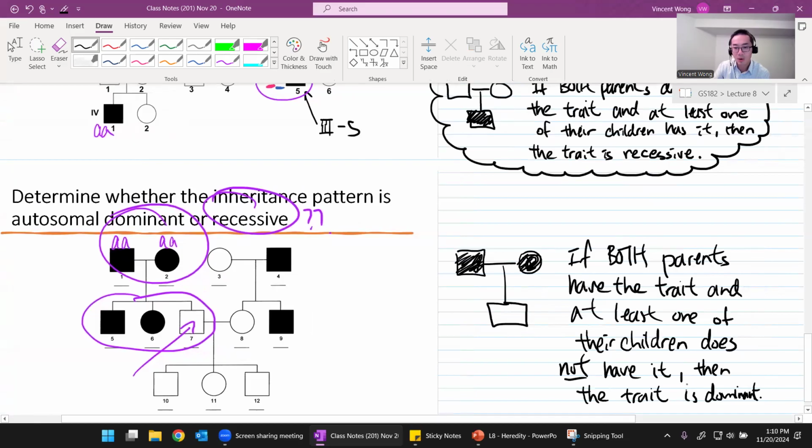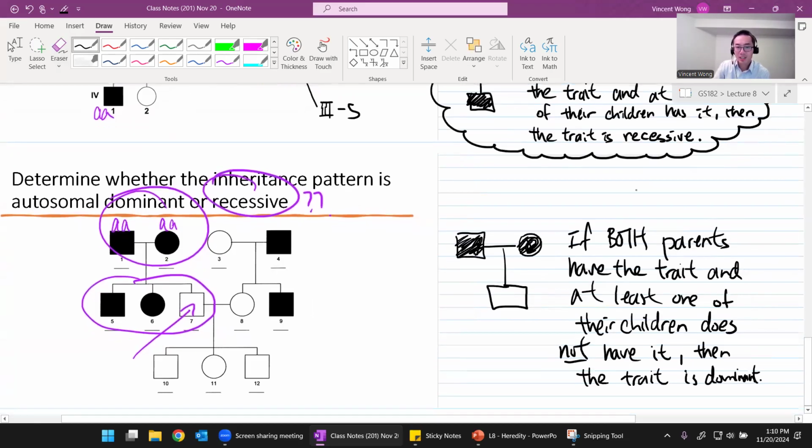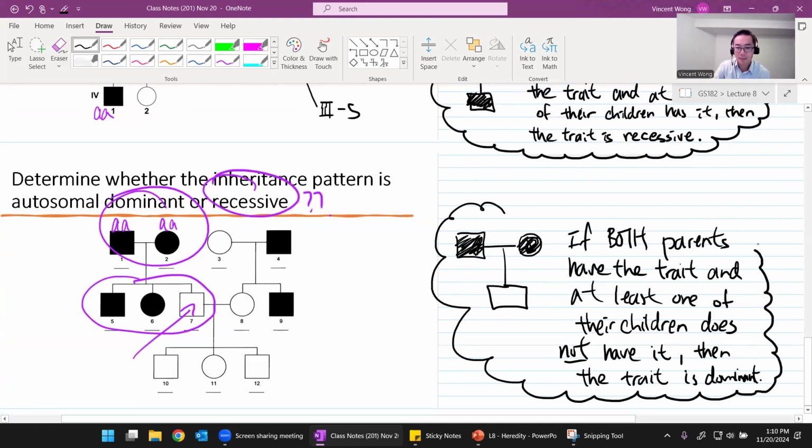All right, this only works if there are only two choices for you. Okay? Like if you have to pick between autosomal dominant or autosomal recessive, then you can look for these things. Keep in mind there are other inheritance patterns, like sex-linked, sex-linked dominant, sex-linked recessive. We haven't considered those.